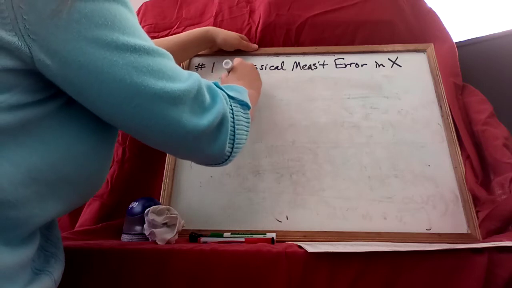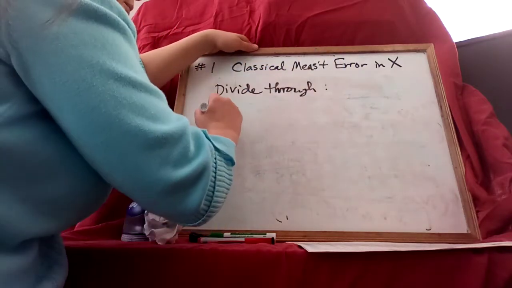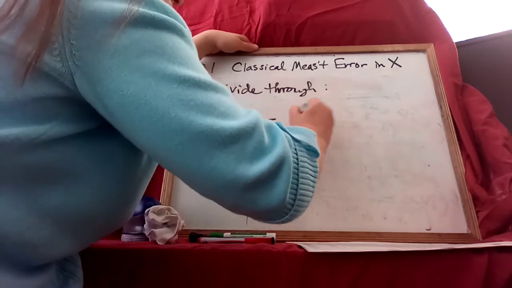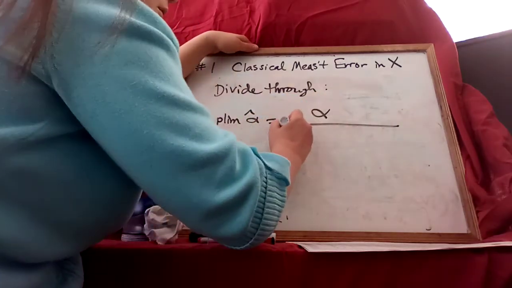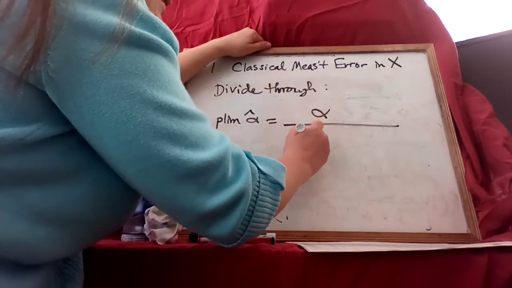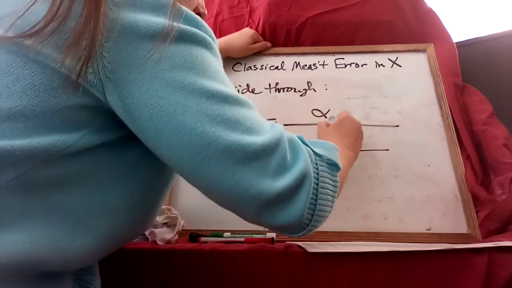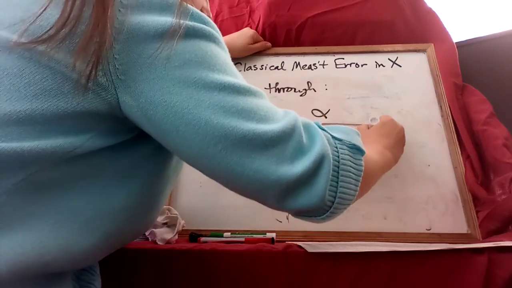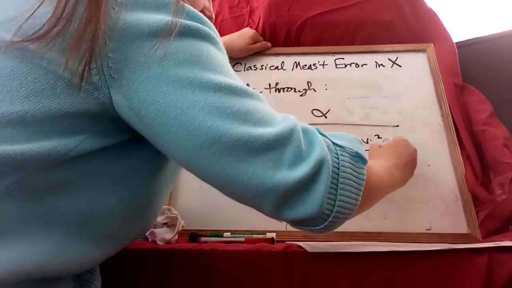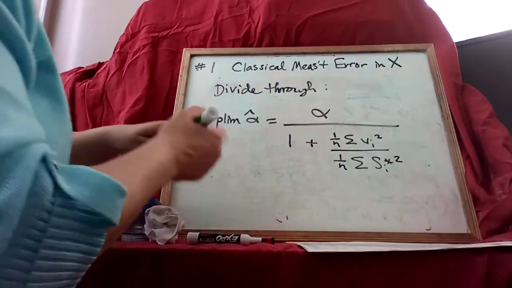So we're going to divide through. And what we end up with is that the p-lim of alpha hat is alpha over 1. That's the part where if we could just leave it alone, we'd have it doing exactly what we want it to do. But it's actually 1 plus, and then this whole piece: 1 over n sum of V_i squared over 1 over n sum of S_i star squared. So the question becomes, what is the deal with this?